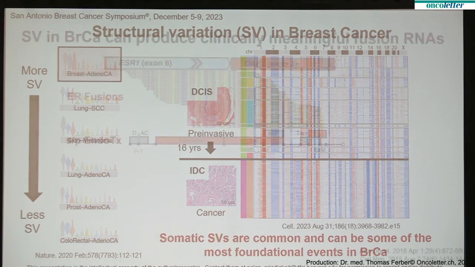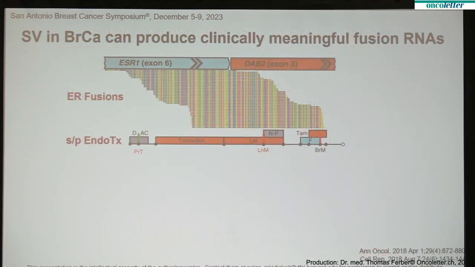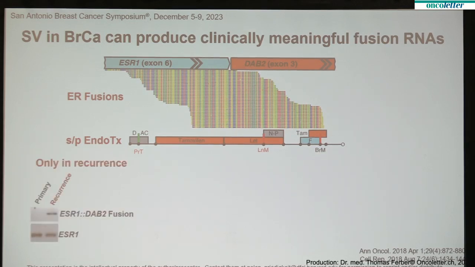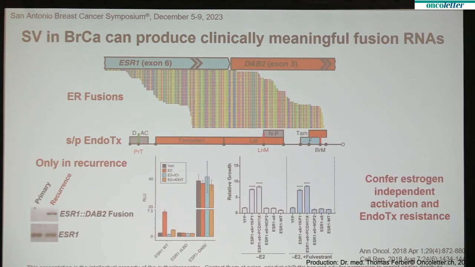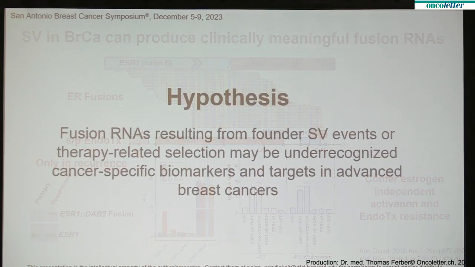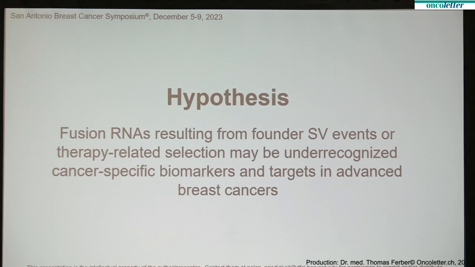And then they can also produce clinically meaningful fusion RNAs and nucleic acid products, and we identified an ER fusion that was present in a recurrence after therapy, and it conferred estrogen-independent activation and endocrine therapy resistance, which kind of led us to the hypothesis that fusion RNAs resulting from founder structural variant events or therapy-related selection may be under-recognized cancer-specific biomarkers and targets in advanced breast cancers.